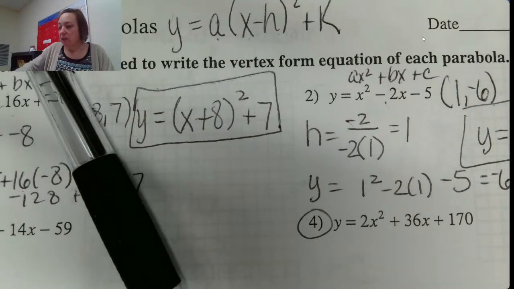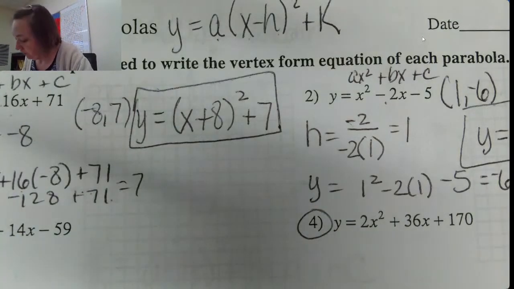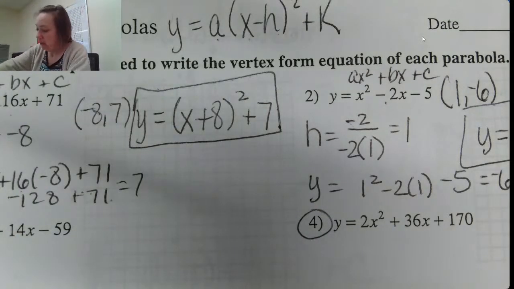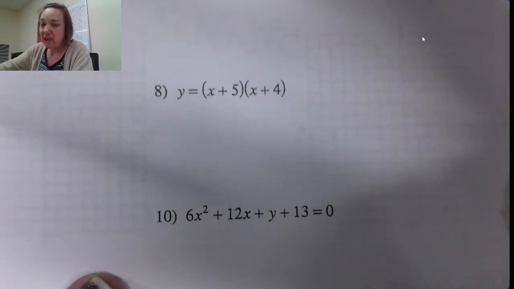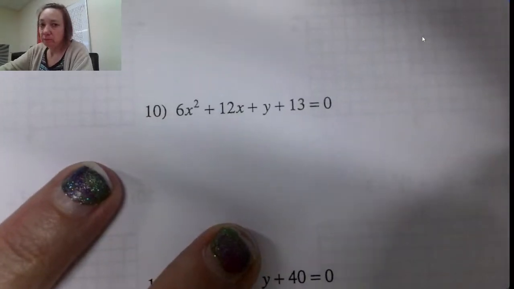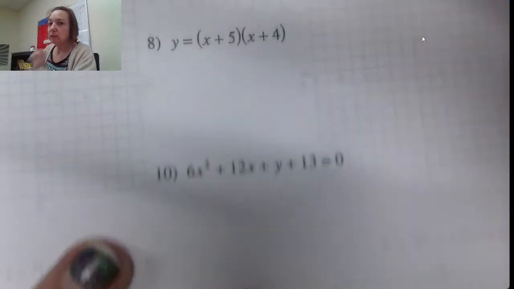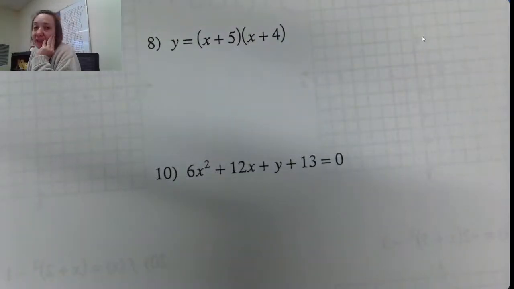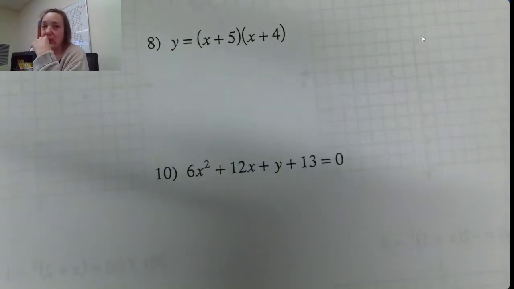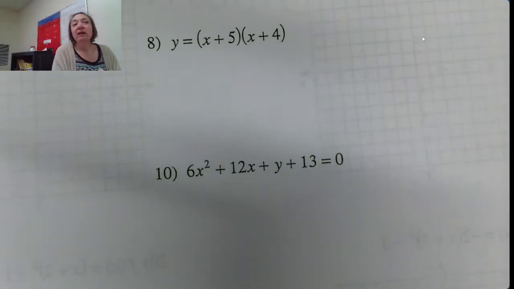Okay, so I told you guys to do 3, 4, 5, 6, and 7. Look at 8 with me. So on 8, tell me what you notice. You got 2 sets of parentheses. You can't tell what A, B, and C are because it's not in standard form. So we need to put it in standard form. Any idea how we're going to do that?